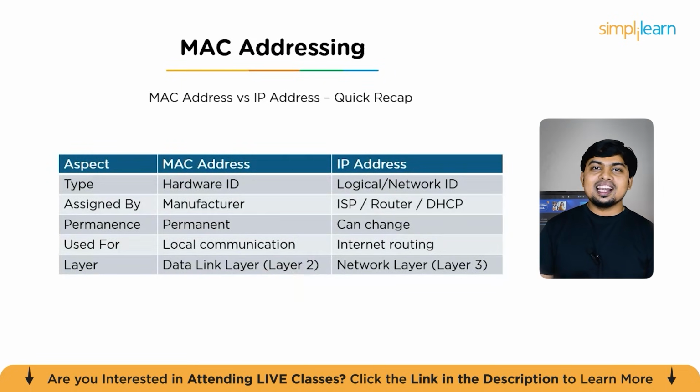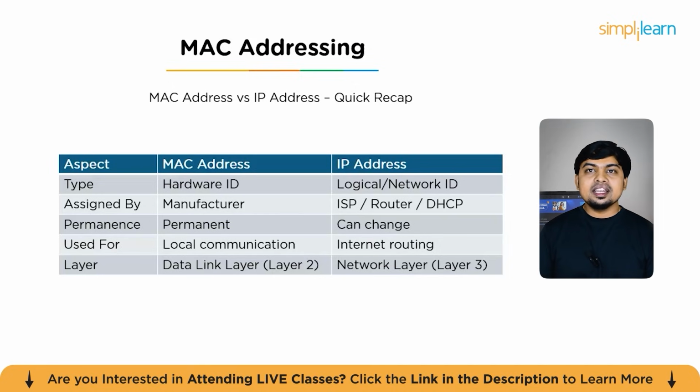Now we have a quick comparison of MAC versus IP addresses. A quick recap. Here's a quick info from the table on my screen. A MAC address serves as a hardware identifier. It's burned into the network interface card by the manufacturer and remains permanent throughout the device's life. It's primarily used for communications within the local network, and it operates at the data link layer, or layer 2 of the OSI model.